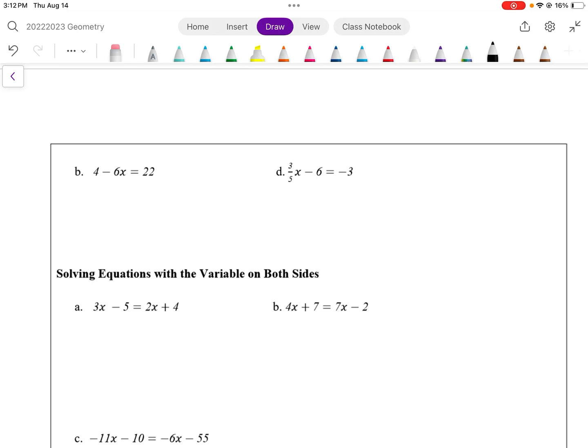Example B. So sometimes example B kind of tricks some people because our x is not out in front. That's okay. The 4 and the negative 6x, those could be switched around. Like if you wanted to, you could easily take that and you could flop it around like this, and the 4 is positive, so you could add 4. These are the exact same thing. It doesn't matter what order those two are in.